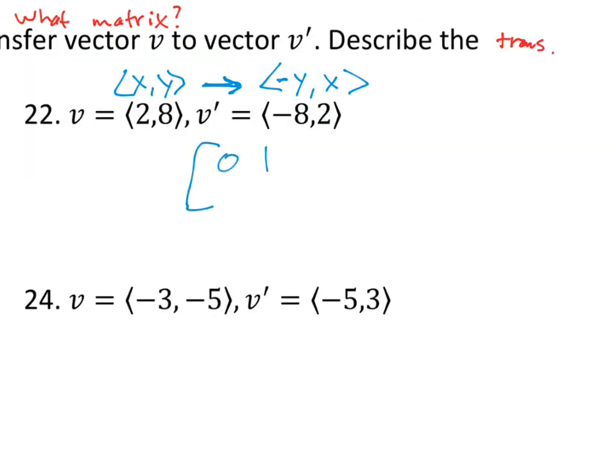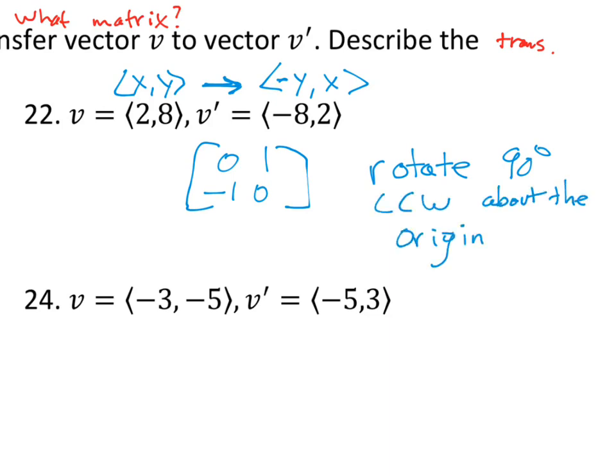So we're just going to copy it down, 0, 1, negative 1, 0, and we have successfully written the matrix that's going to do that transformation, and it's a 90-degree counterclockwise rotation. And we got one last one. Let's see, 24 here. We got negative 3, negative 5, and now it's negative 5, 3. Well, so this one's really similar to the last one.